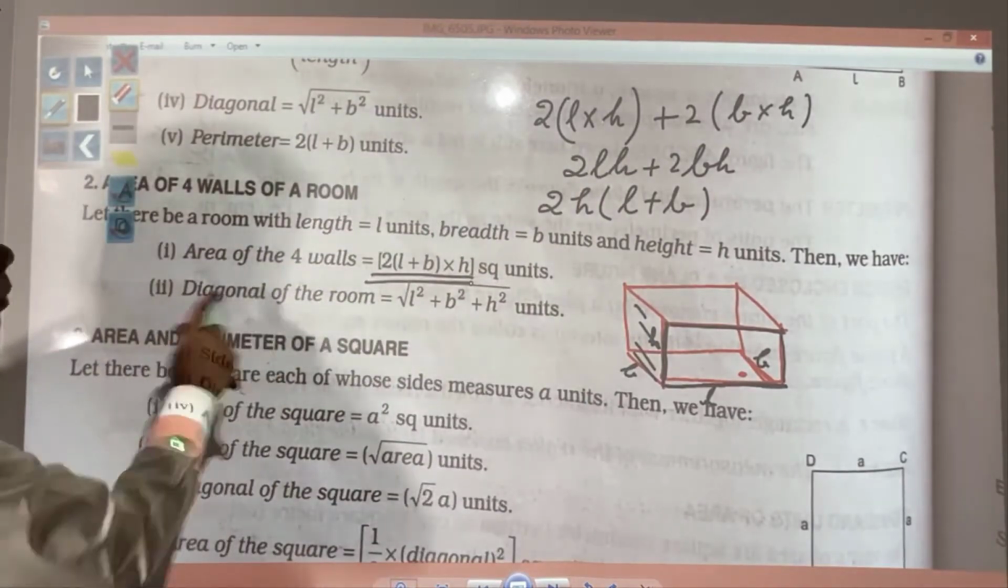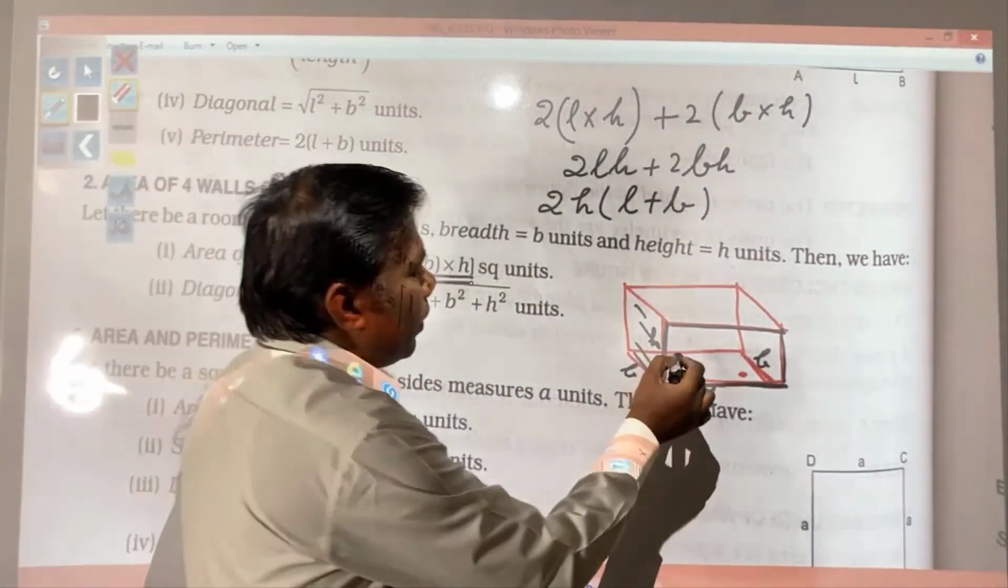Then you have the diagonal of the room. If you want to find out the diagonal of the room, here you see.